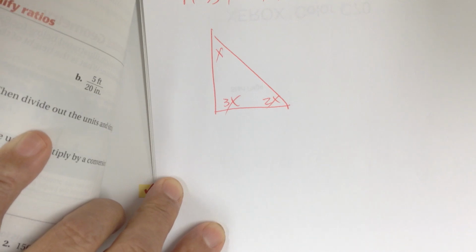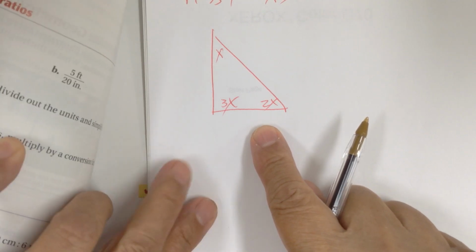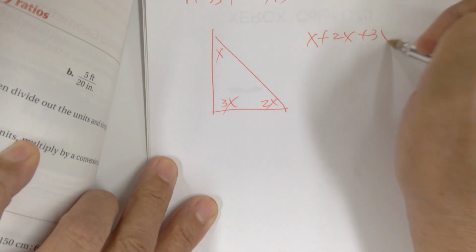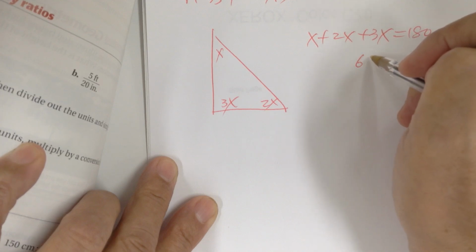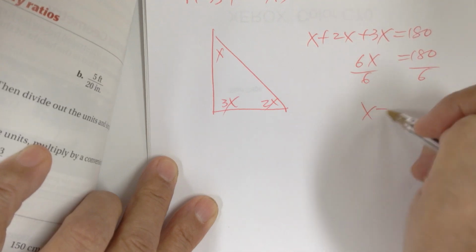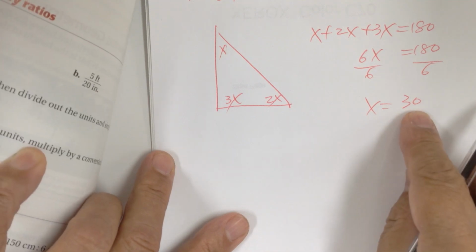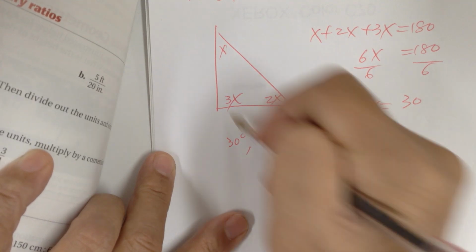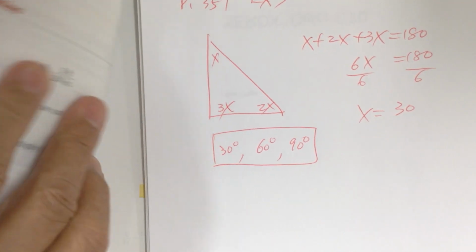So as you remember, the sum of the angles in a triangle is equal to 180. So you have x plus 2x plus 3x equal to 180. So you get 6x equal to 180, divide by 6, so x equal to 30. Okay, so when x equal to 30, this will equal 30 degrees, this will equal 60 degrees, this will equal 90 degrees. So those will be your 3 angles.